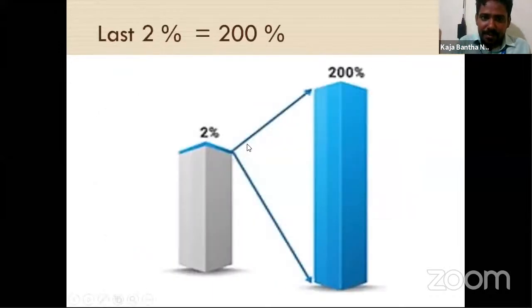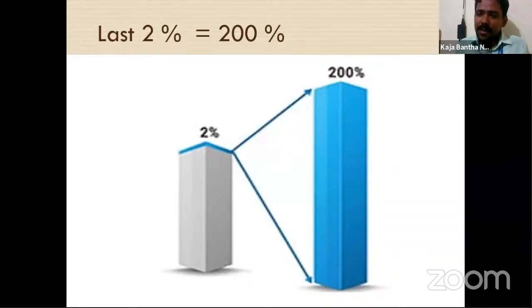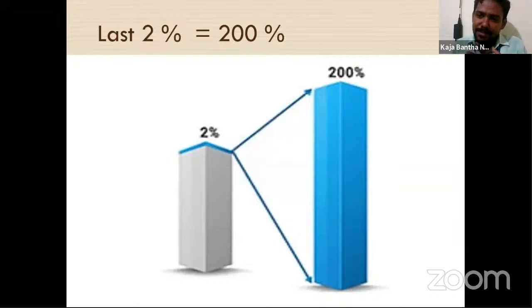And the second rule is the last 2% is 200%. Just note it: the last 2% is 200%. Very, very important. I already told you, in mobile phones a lot of players like Nokia and Samsung are playing. Every month, every day, you see different products, different varieties of products.